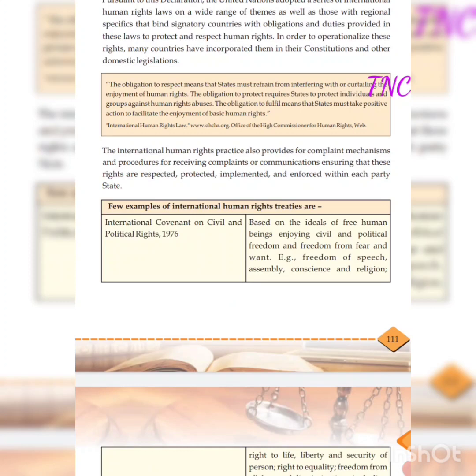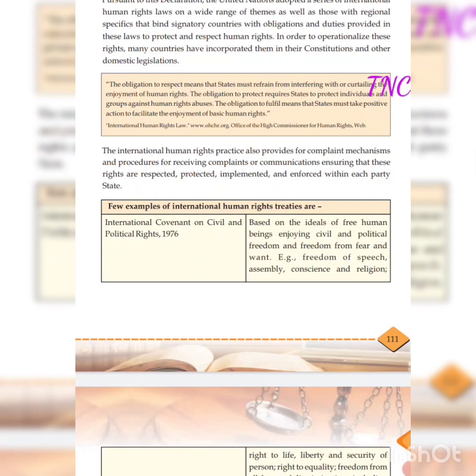And also at the international level, the organ has to make sure that these rights and this document as a whole are respected, protected, and implemented properly by each and every member state or each and every signatory country.